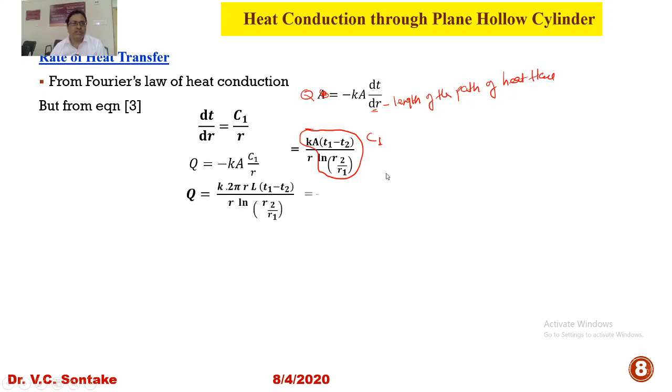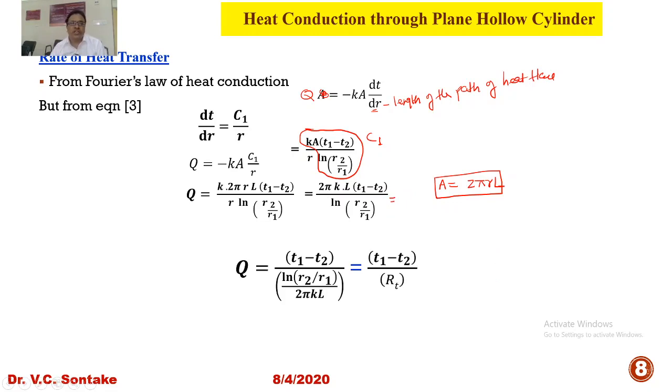After simplifying this, it will give me Q equal to K into 2 pi r L into (T1 minus T2) over r into log R2 by R1. Surface area of cylinder having radius r and its length L can be given as 2 pi r L. So after simplifying, Q will become 2 pi K L (T1 minus T2) over log of R2 by R1. So this is the rate of heat transfer from cylindrical surface.